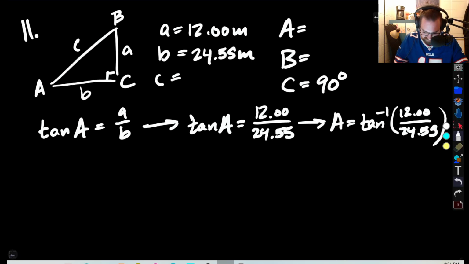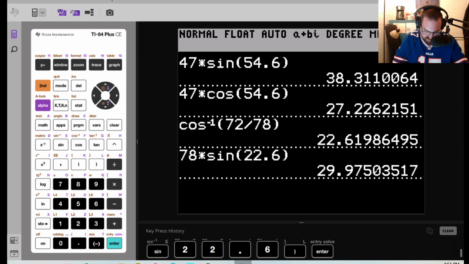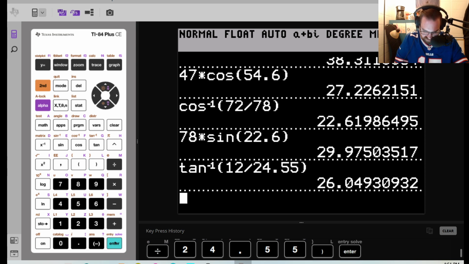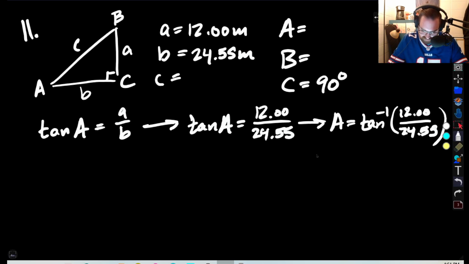So inverse tangent, 12 divided by 24.55. 26.05. So A is equal to 26.05 degrees.